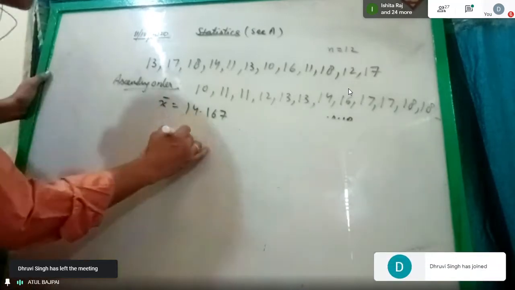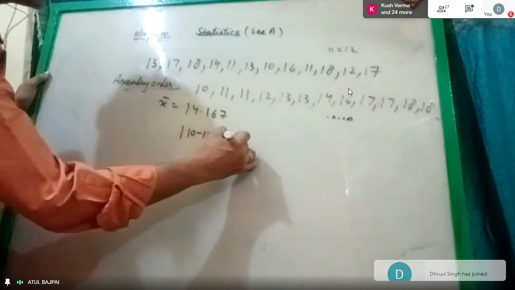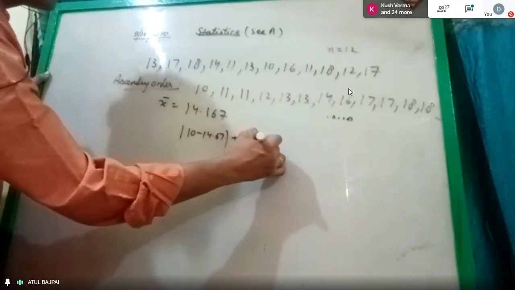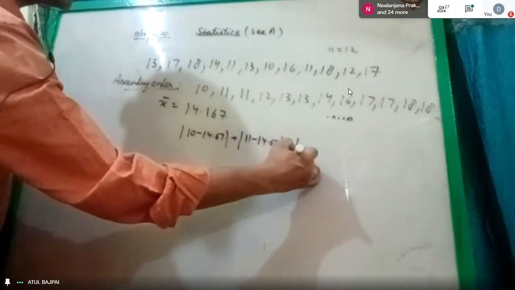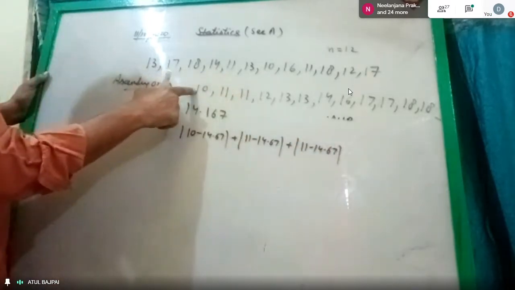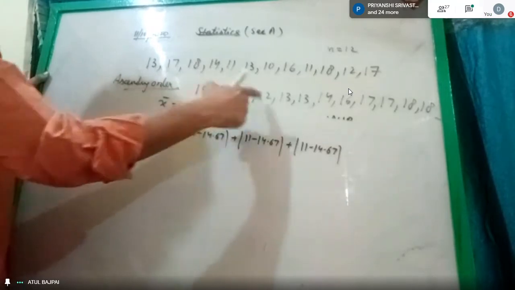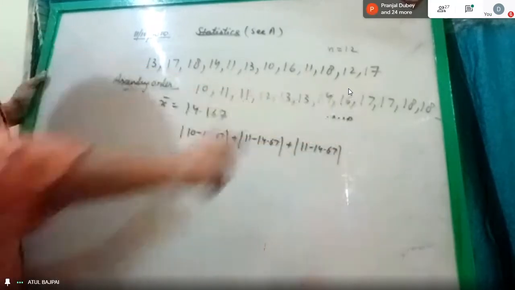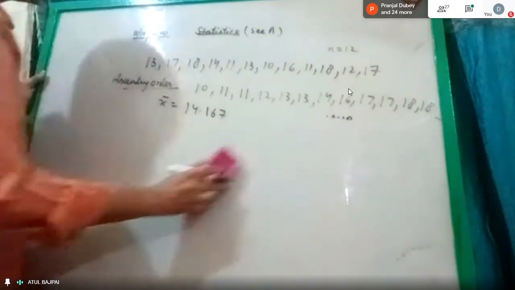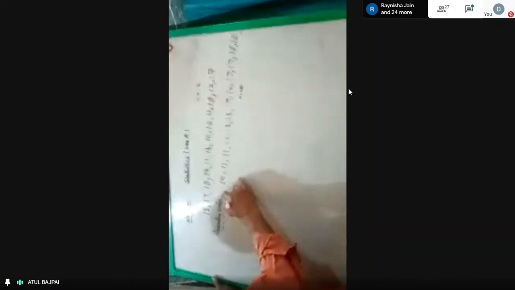and that will be the mod values only. That is mod of 10 minus 14.67 plus mod of 11 minus 14.67 plus mod of 11 minus 14.67. Are you clear what I'm doing? x minus x bar, x minus x bar, all the deviations. You can do it like this, or you can find the deviations first. Write a heading and write the deviations here.